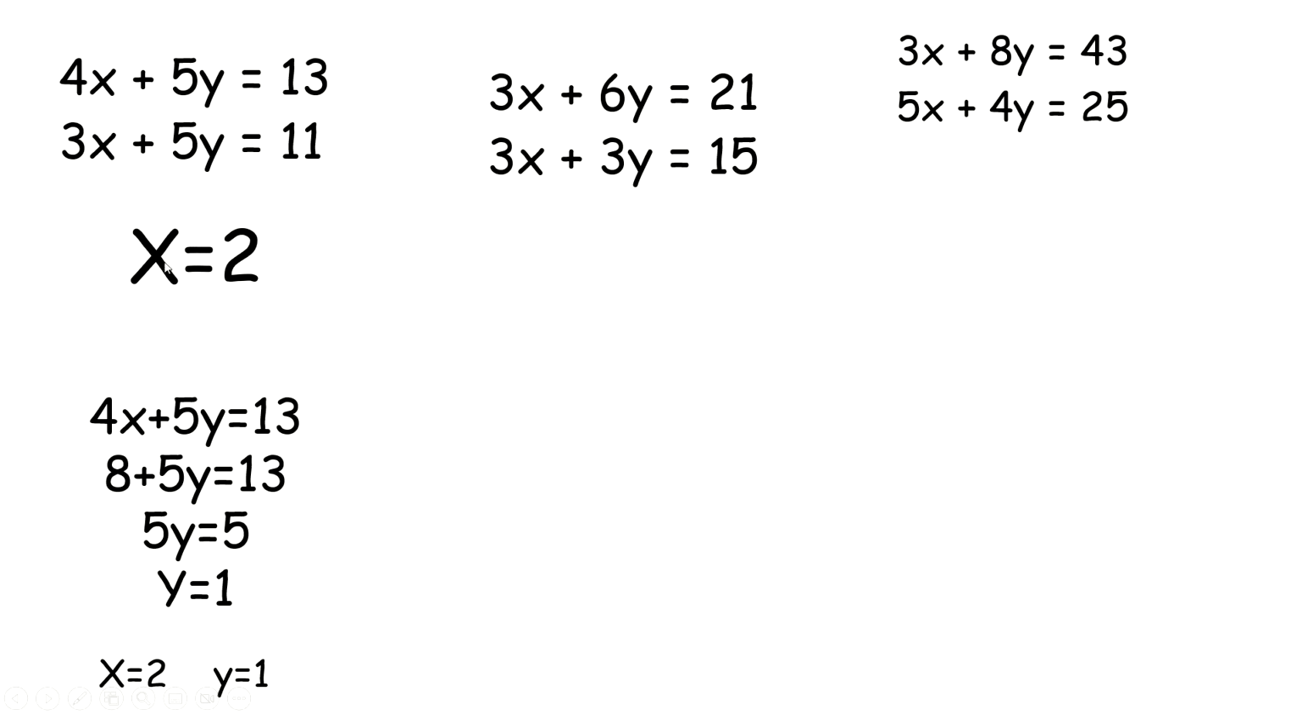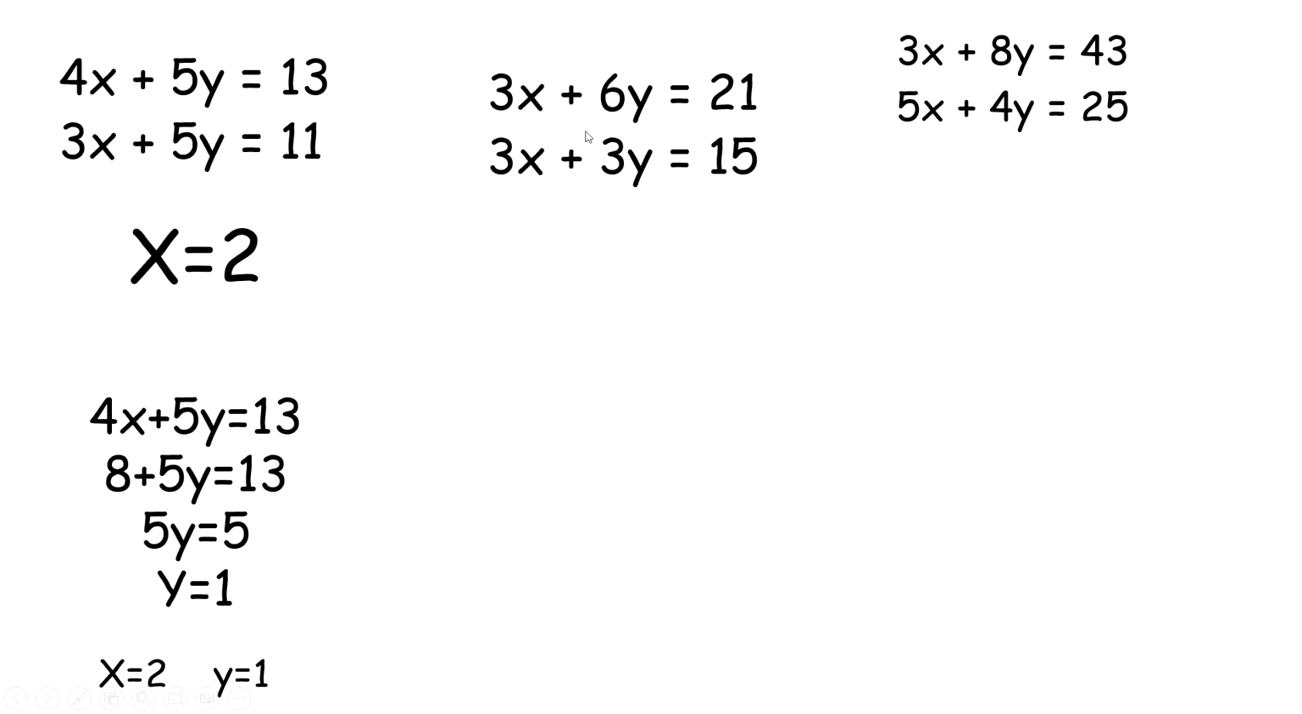So just a demonstration, top equation. 4 times 2 equals 8, plus 5 times 1, which is 5. So 8 plus 5 equals 13. Then here, 3 times 2 equals 6, plus 5 times 1, 5. So then 6 plus 5 is 11. So that's all correct. So that's how we know it's correct. You don't have to redo the whole steps just to get it right again.